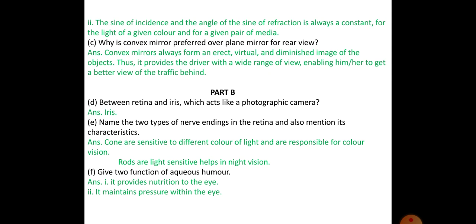Give two functions of aqueous humor. Aqueous humor is the liquid jelly-like structure present in the eye. It provides nutrition to the eye. It maintains pressure within the eye.